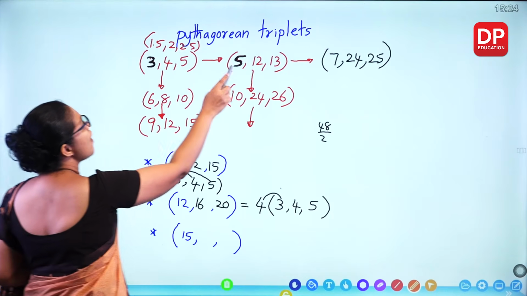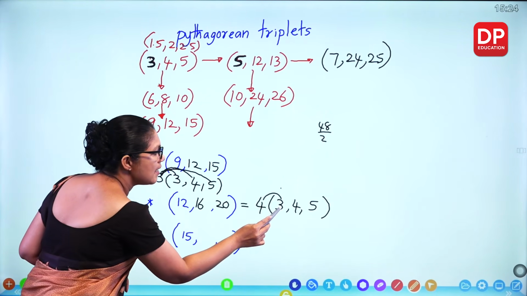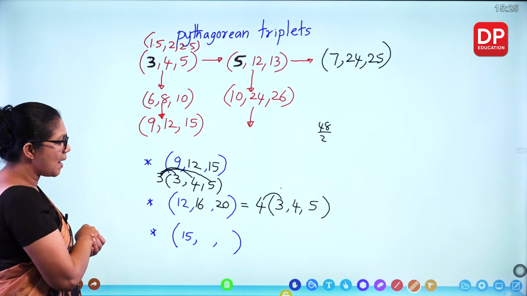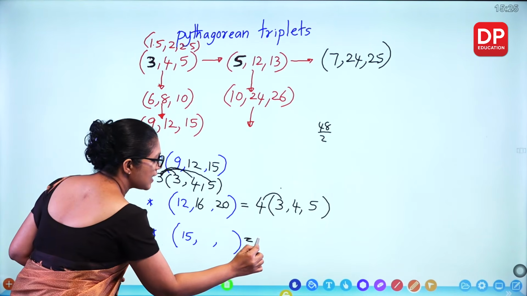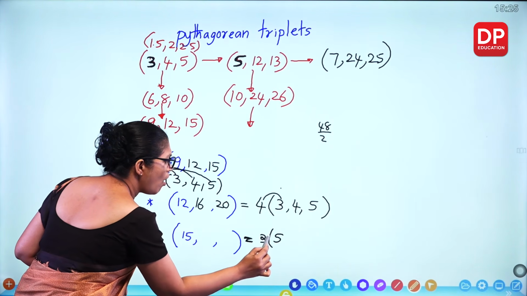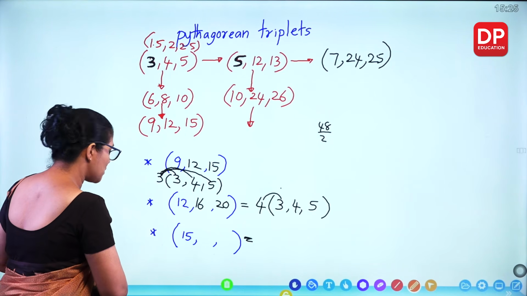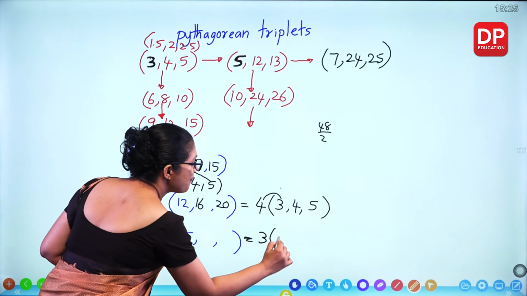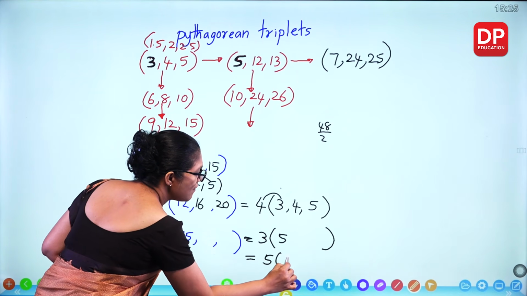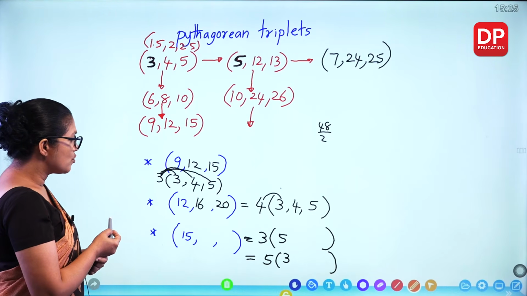So here 3, 5, 7 all are odd numbers. So here keep the first number as odd number. 15, what's the number I can take? I can take 3 out and keep 5. Or I can take other way around as well, because both are odd numbers, 5 and keep 3. Now what are the other two triplets?